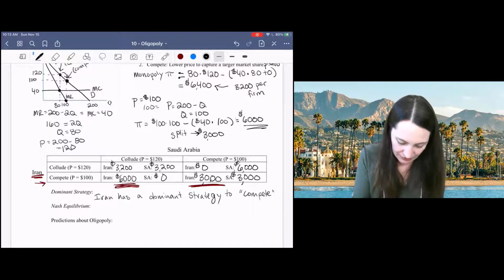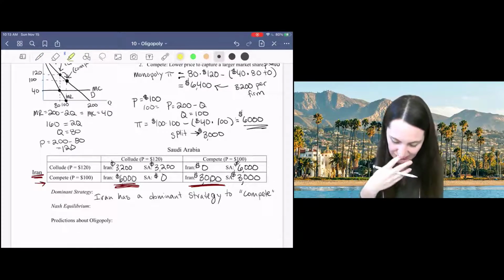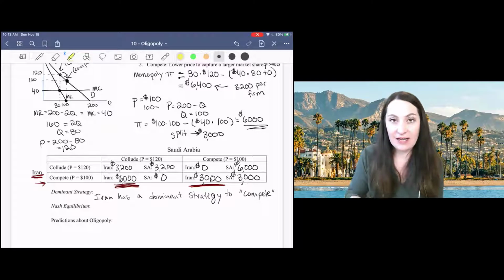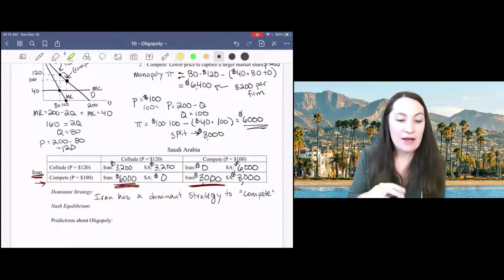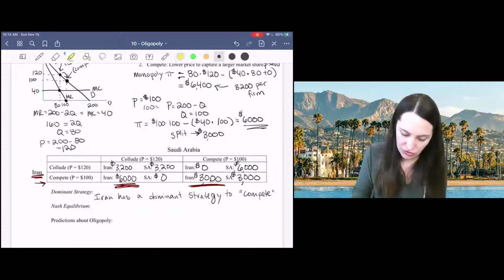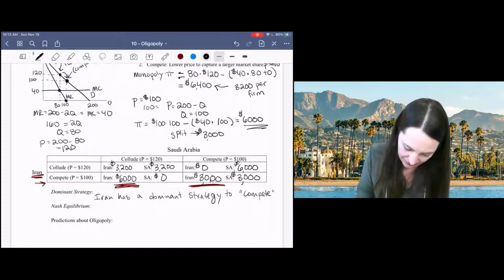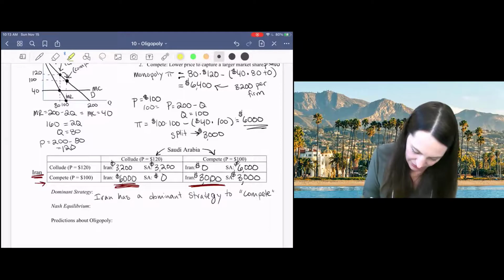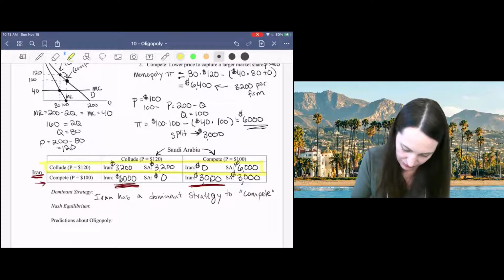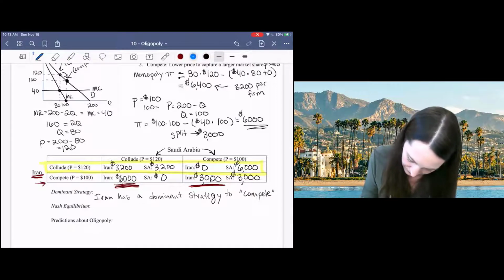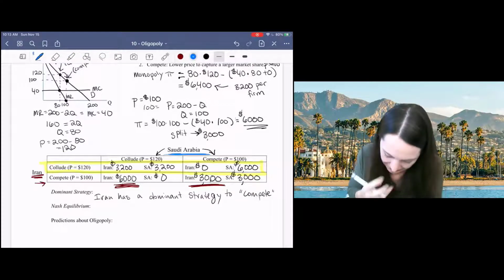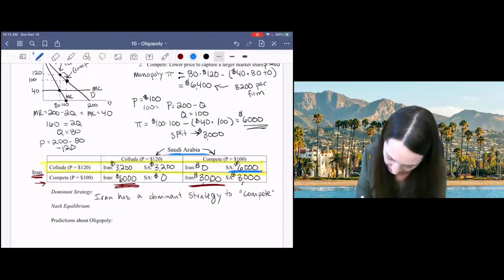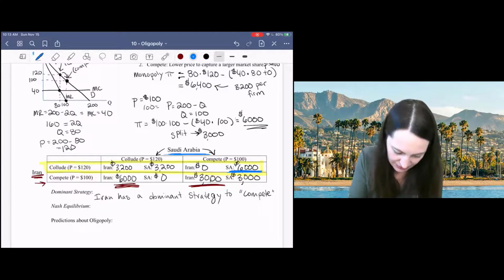Now, we look at Saudi Arabia's problem. This game is actually symmetrical. So Saudi Arabia is going to have exactly the same situation, but we'll look at Saudi Arabia's choice. Saudi Arabia can choose to either collude or compete. Saudi Arabia does not know what Iran is going to do, but they know that if Iran chooses collude, they will earn a higher profit by competing, right? 6,000 is bigger than 3,200.